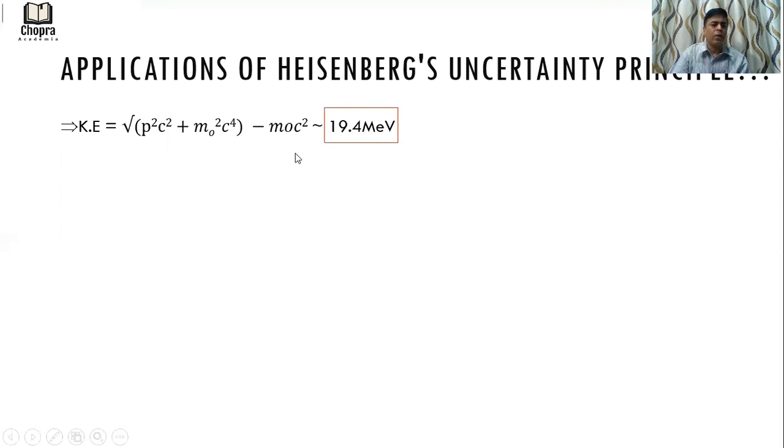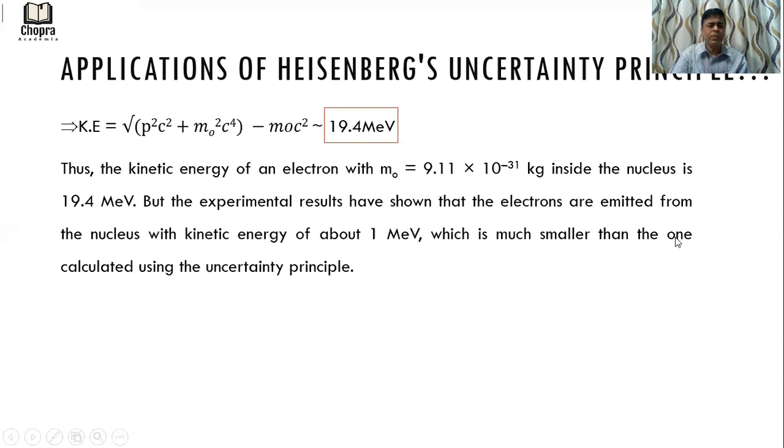We know m naught, that is the rest mass of the electron, c is the velocity of light in free space, and p is the value we have just figured out. Thus the kinetic energy of an electron with rest mass 9.11 into 10 to the power minus 31 kg inside the nucleus is 19.4 mega electron volts.